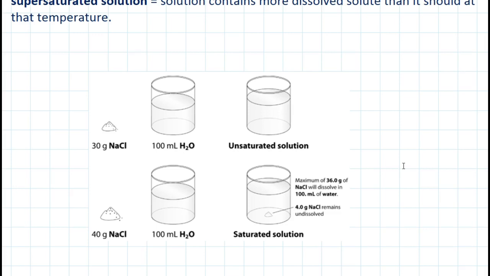So even though we've reached 25 degrees Celsius, at which only 36 grams should be dissolved, the 40 grams, all 40 grams, stays dissolved at that temperature. That's what makes a supersaturated solution. And then we're going to get a chance to take a look at that in class next time.